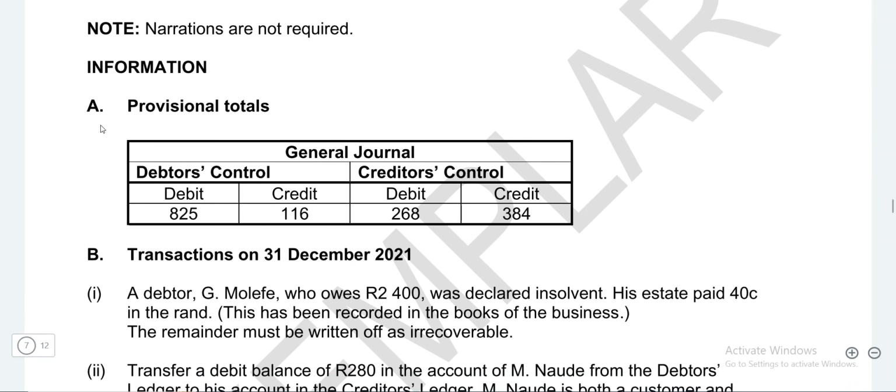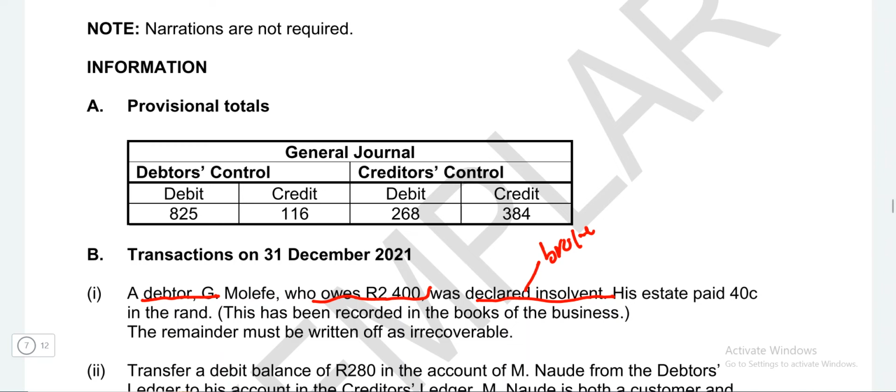So here they're saying that a debtor, G Molefe, who owes us 2,400. Remember, the relationship is that this person is a debtor and he or she owes us. And they're saying that this person was declared insolvent. If a person is declared insolvent, think about a broke person. This person does not have money to pay you. Okay, they've done their best to go and pay you. Maybe you've taken them to court, for example, to credit bureau and all those things, and all that they could recover from that particular debtor was a small amount of what they were owing you.